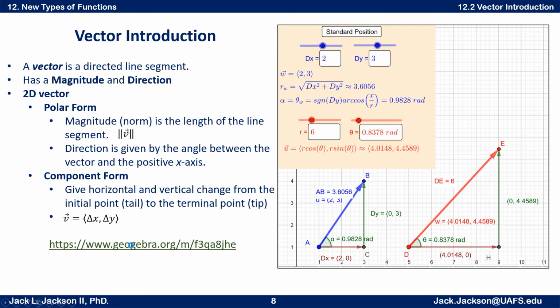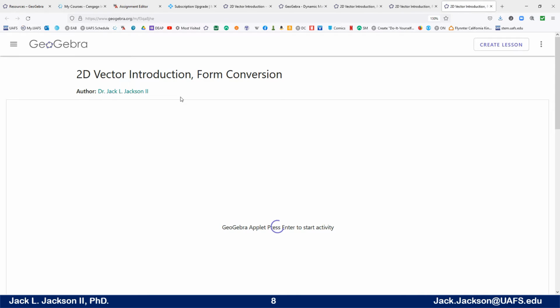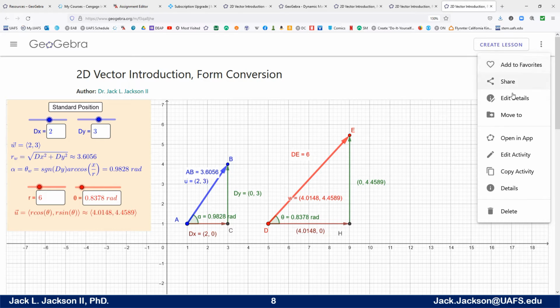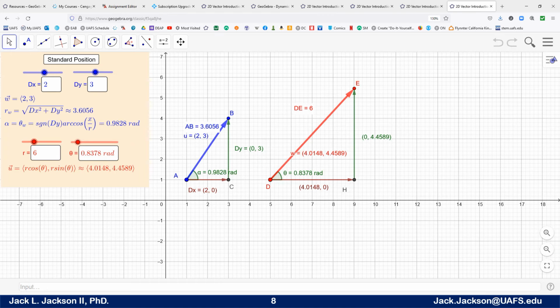So if I click on this link, it'll take me to this 2D vector form, and also has our conversions here. So I'm going to click on this little three dots up here and click open an app. I like that a little bit better, and I can see what's going on here.